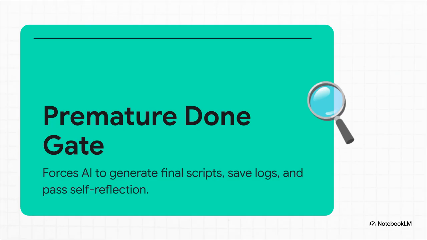And this is where it gets really clever. Webwright has a brilliant way of preventing those frustrating open-ended AI failures we've all experienced. They built in something called the premature done gate.